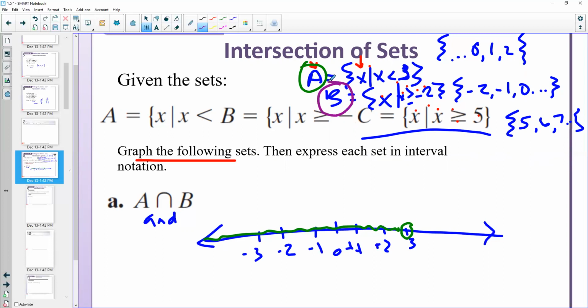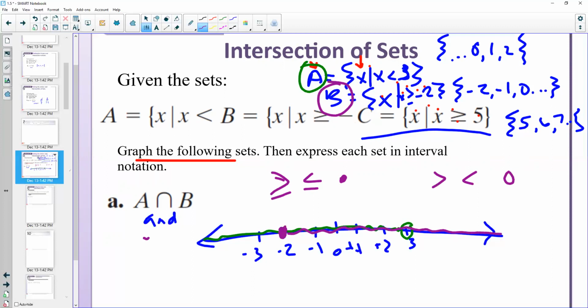B is x is greater than or equal to -2. So when it's less than or equal to, or greater than or equal to, colored in circle. When it's less than or greater than, open circle. Okay, so at -2, I'm going to color in my spot. And then I'm going greater than. So I'm going the other direction.